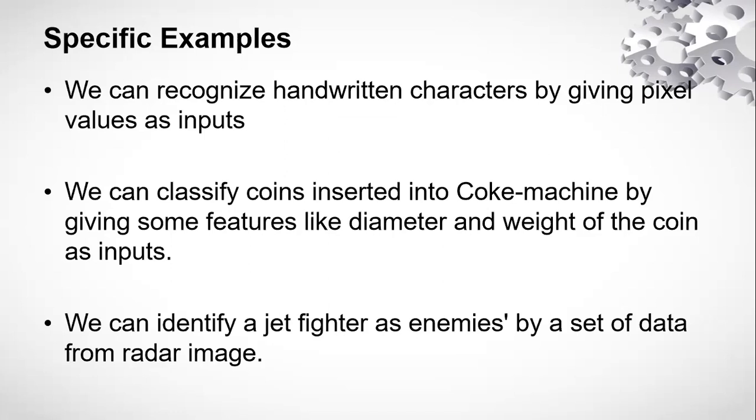The third example can be identifying, in defense, a jet fighter as an enemy. The input is taken as a set of data through radar images. So that is again a very important sector where neural networks are being used.